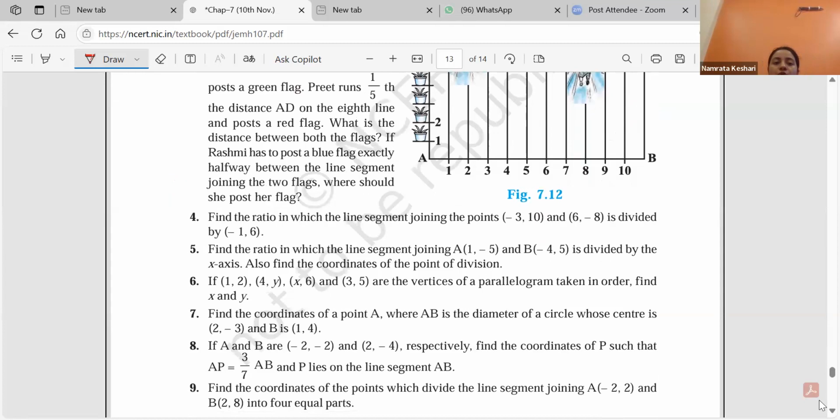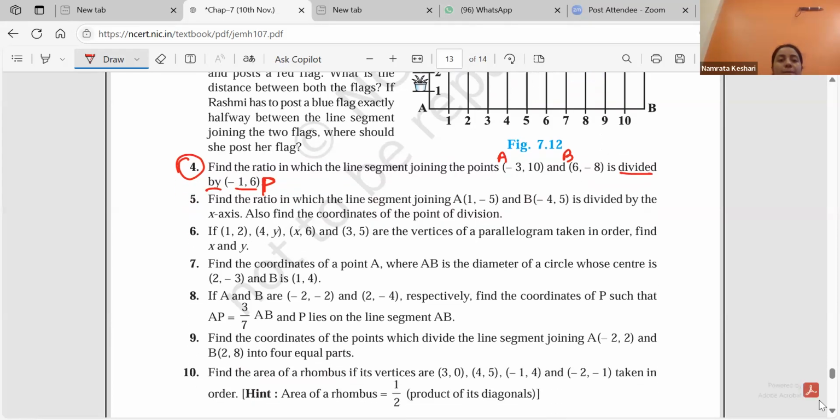Number 4: find the ratio in which the line segment joining this point and this point is divided by this. You will be able to do the ratio. Exactly the same question we have done. That means this is your P, this is your A, this is your B. You just have to find the ratio. The first coordinate you are assuming as A, the second coordinate is B. Here the sequence matters. Otherwise your ratio will be the reciprocal, 7 is to 2, instead of 2 is to 7. So please be careful with the sequence.